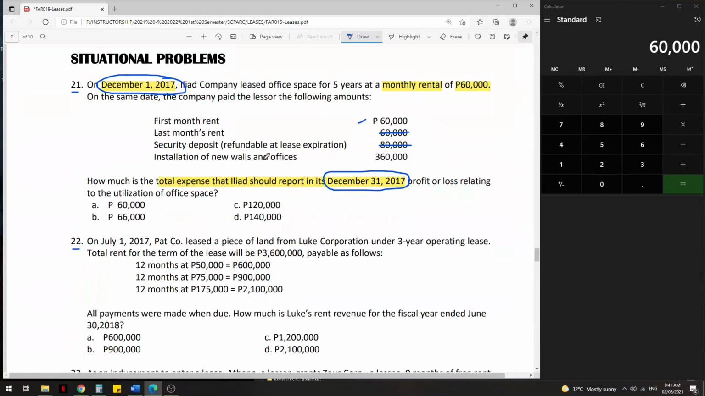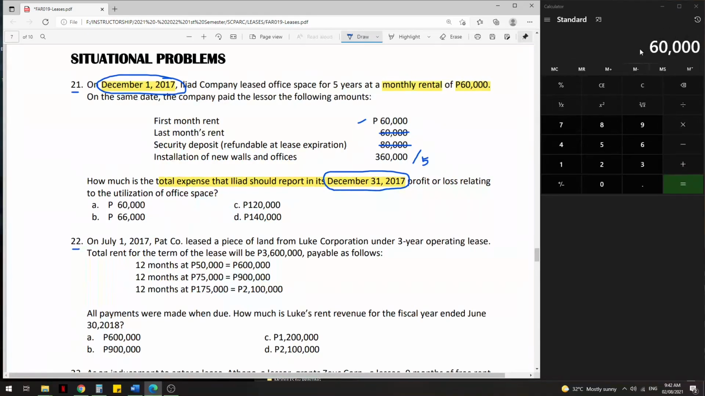How about this one? Installation of new walls and offices. Well, that part would mean that this amount could possibly become lease improvements, di ba? And because of that, lease improvements will have to be amortized or depreciated over the lease term of 5 years. So, pardon me for the terrible writing here, 5 years. Over 5. Yun po, 360.